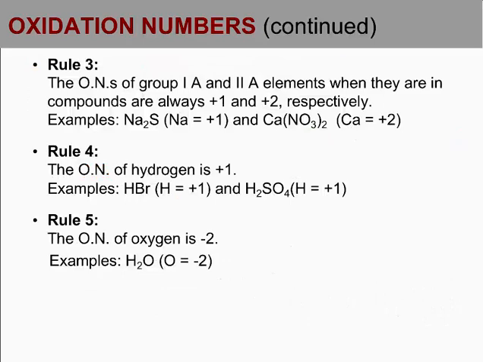All right, and then rule number 5, the oxidation number of oxygen is -2. So that will always be true. Oxygen will always have an oxidation number of -2. So in water, for example, oxygen would have a value of -2.